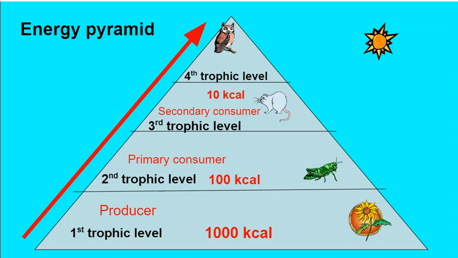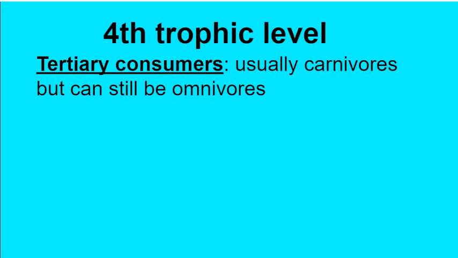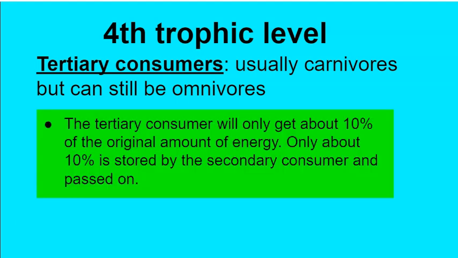And then we're at the fourth trophic level. Now we're looking at the tertiary consumer, which is the owl. Usually it's going to be a carnivore at that level, but it can still be an omnivore. The tertiary consumer will only get about 10% of the original amount of energy. Only about 10% is stored by the secondary consumer and passed on. So now we're looking at what? 1 kcal of energy, which is enough to support one owl.